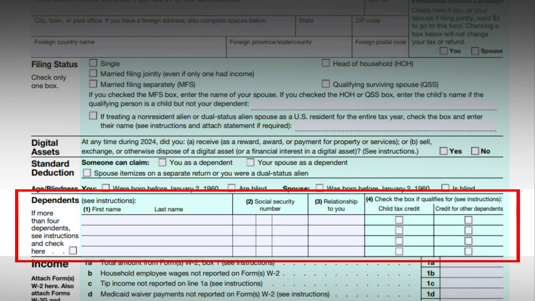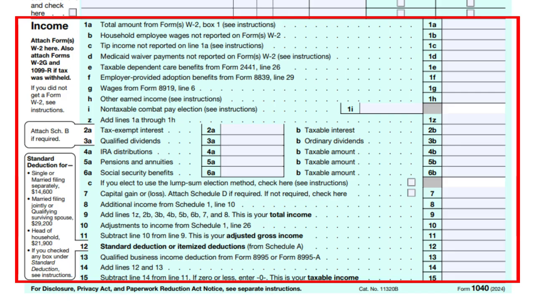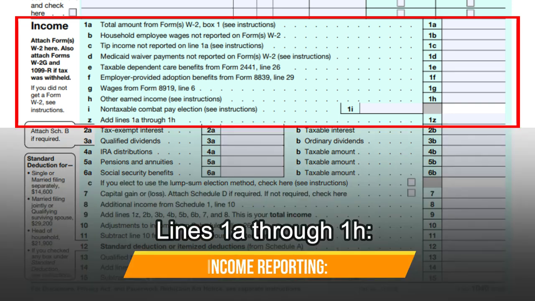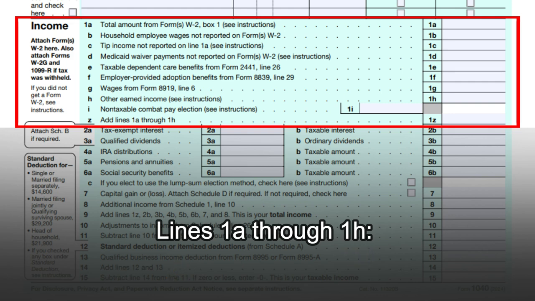It looks like you're working through a section of the tax form, possibly the 1040 form, which includes reporting income and adjustments. Here's a breakdown of some key sections from the text you've shared. Income reporting. Lines 1A through 1H. These lines involve reporting wages from W-2 forms, household employee wages, tip income, Medicaid waiver payments, and other earned income. The total of these amounts gets added on line 1Z.